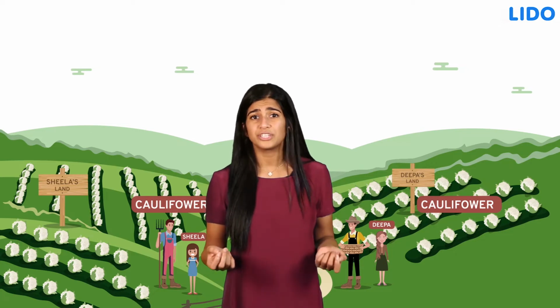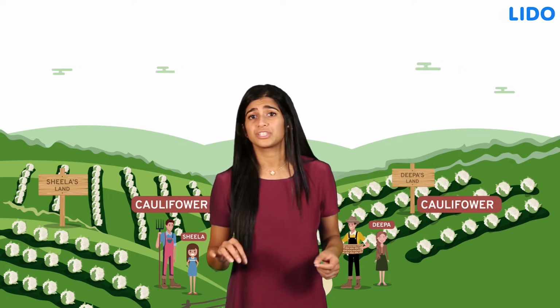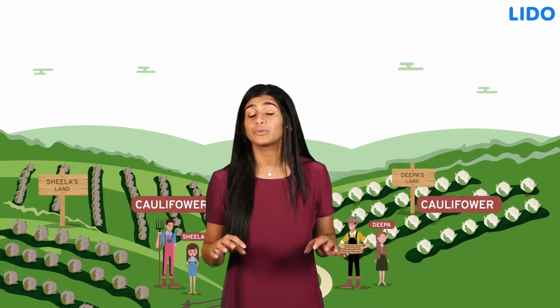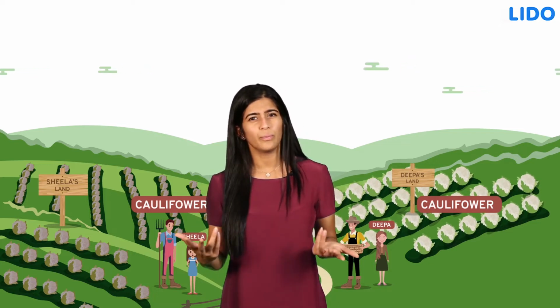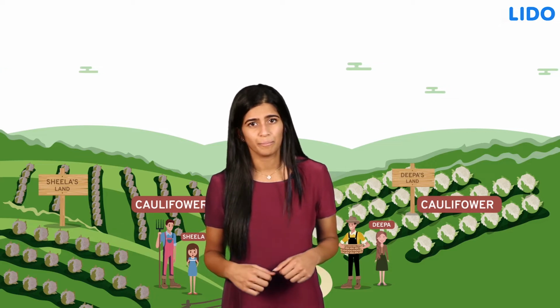Except of late, the vegetables growing in Sheila's land are much smaller. Deepa's land has been producing much better vegetables. So, what do you think went wrong in Sheila's dad's farm?